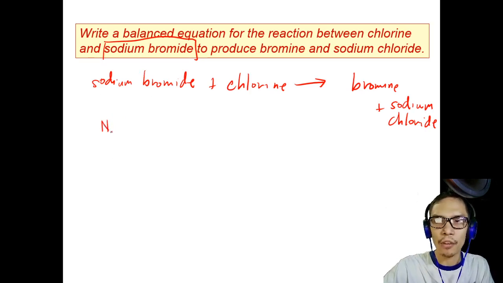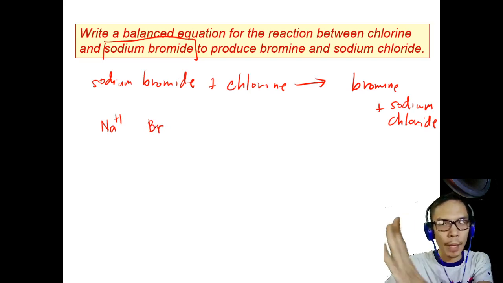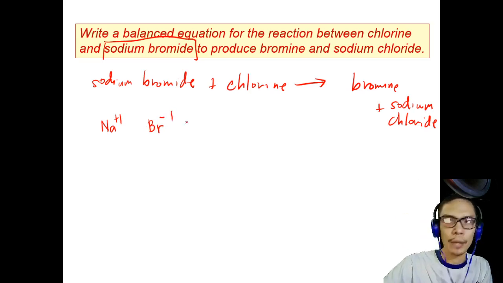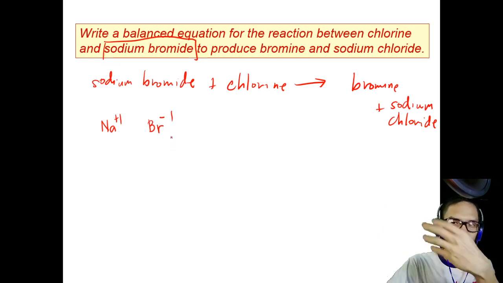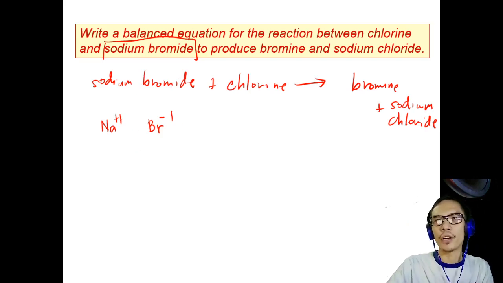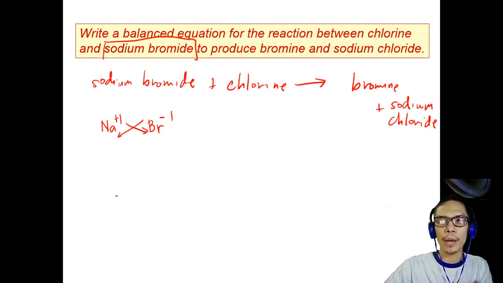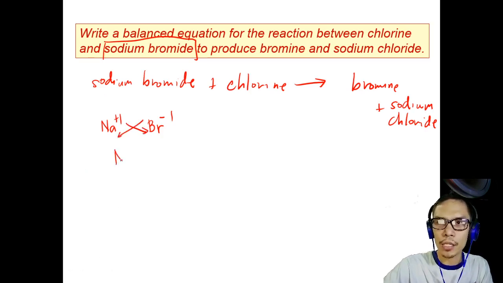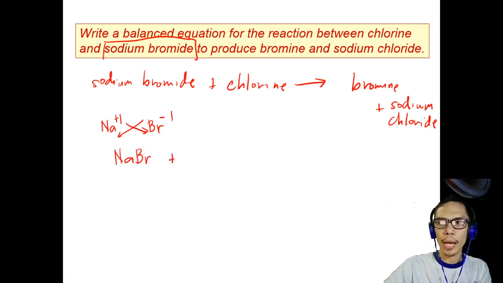What is sodium bromide? Sodium is located in group number 1, so it has plus 1. The bromine is located in group number 7, so it has negative 1, since it is missing an electron. If you want to combine these, you just use the crisscross. So the formula for that one is NaBr.